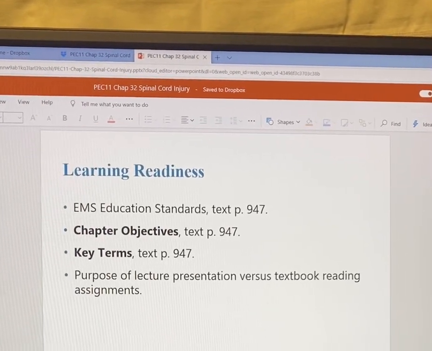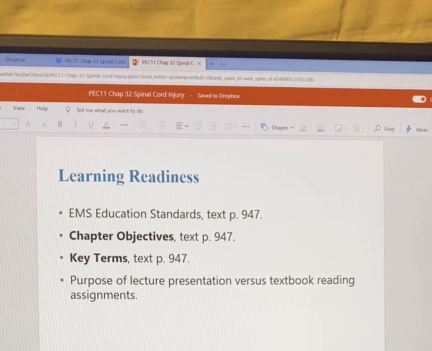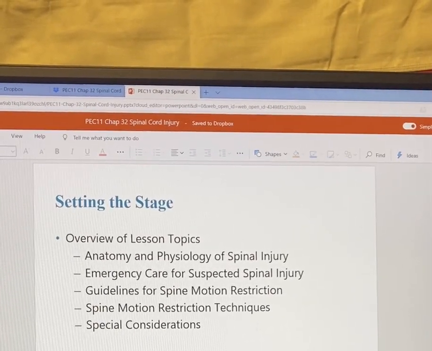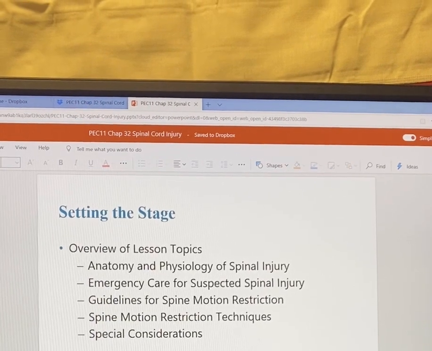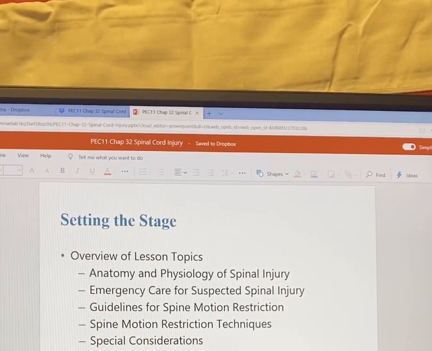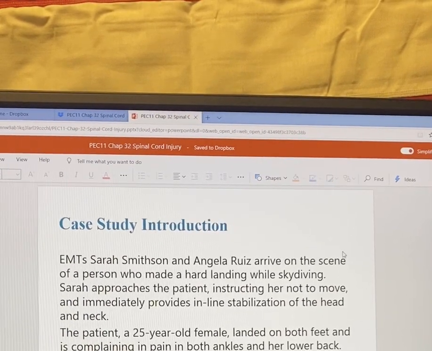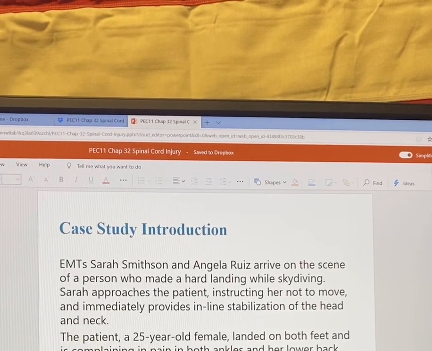Alright, we're going to go over chapter objectives, education standards, key terms, A&P of a spinal injury, emergency care for suspected spinal injury, guidelines for spine motion restriction, techniques and special considerations.